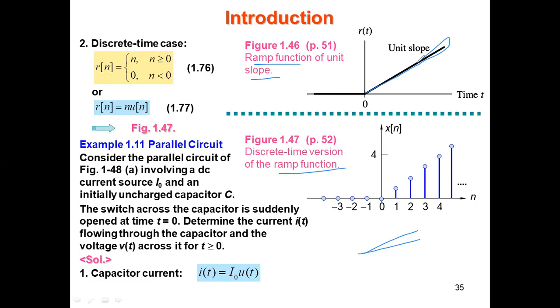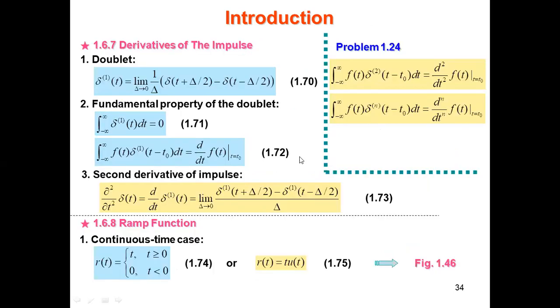How do you represent it usually? The representation of a ramp is very simple. It is given as r of n equal to, wait, let me first show you the continuous time case. A unit ramp function is r of t equal to t for t greater than 0, 0 for t less than 0. Or r of t equal to t into u of t.